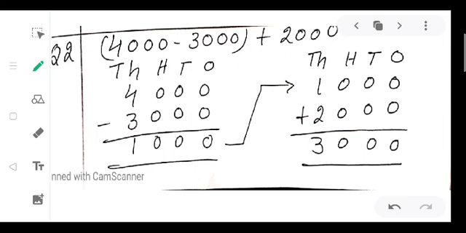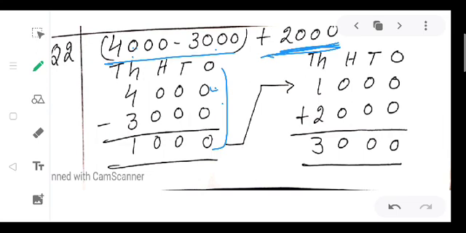Now question number 2. Add 2000 to the difference of 4000 and 3000. This was the statement. So how will you make the sum with this? Add 2000. So 2000 I have written here. To the difference of 4000 and 3000 means 4000 minus 3000. It is the difference of 4000 and 3000 that we have to find out, and then we have to add 2000 to this. So make the sum.